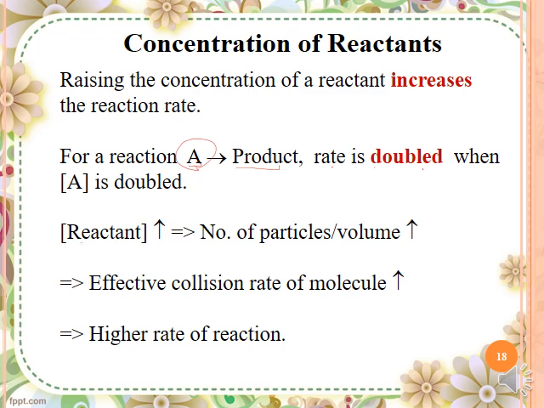So an increase in concentration of reactant means the number of particles per volume will be high, and this will lead to a higher effective collision rate between the molecules. With the number of particles higher, more will collide in a given volume. So that's why the collision will be higher. Higher collision, higher rate of reaction.